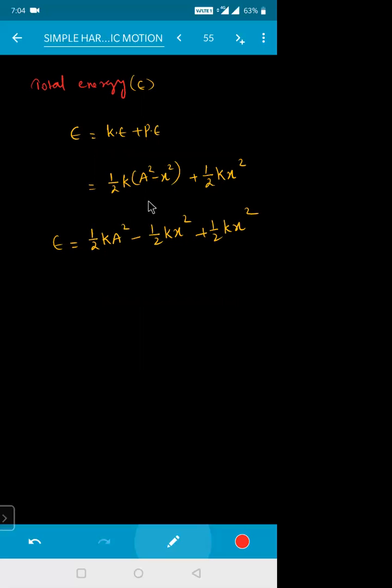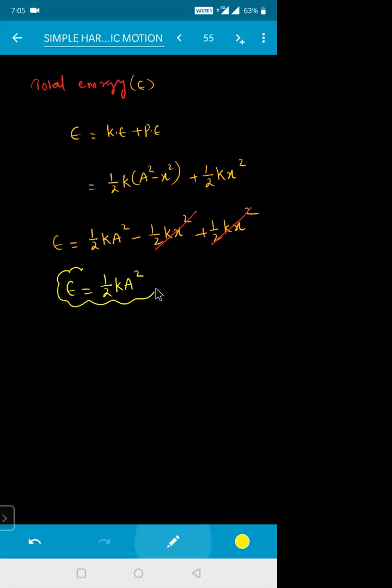X is half, half, half, sir. We can cancel the halves, right, sir? This is negative and this is positive. It will get cancelled. So the total energy will become E equals half K into A square.